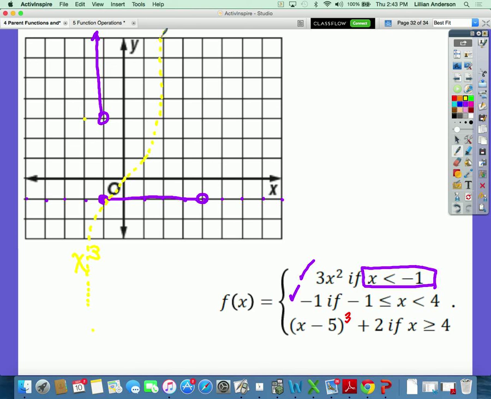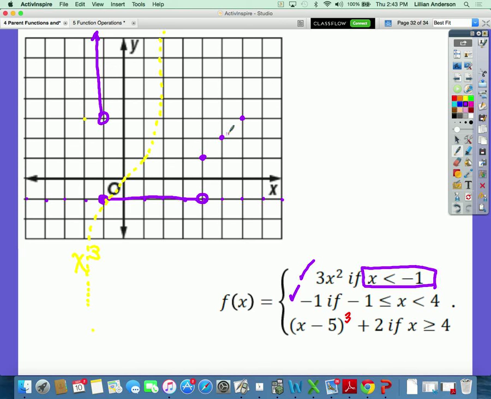So what's happening to this cubic function? What's that minus 5 mean? Right 5 and then up 2. So these points are moving right 5, 1, 2, 3, 4, 5, up 2. This point, 1, 2, 3, 4, 5, up 2. This point is all the way out there.